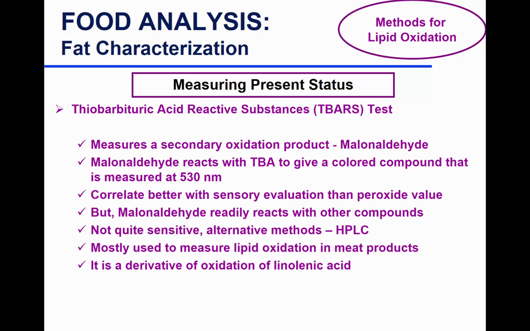An alternative to a spectrophotometric method, if you really want to measure minute amounts of this, would be HPLC. And there is a common method that can be used to measure the different aldehydes that can be generated. So one of the most used applications is to measure lipid oxidation in meat products.